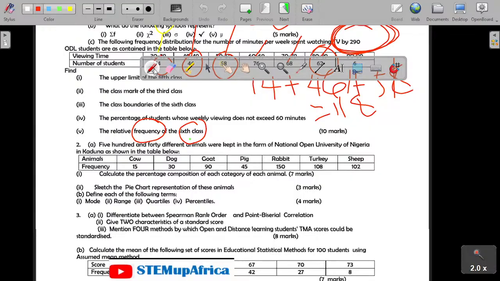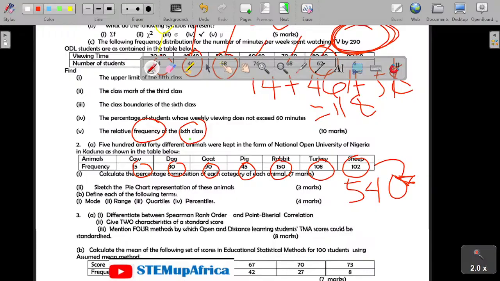540 different animals were kept in the farm of National Open University of Nigeria, Kaduna, as shown in the table below. So how did they come about the 540? If you sum 15, 30, 90, 45, 150, 108, 102, it's going to give you 540. So that's how they came about the 540.